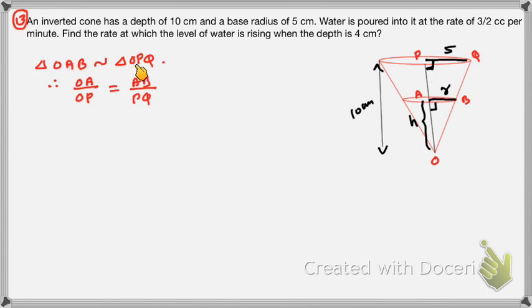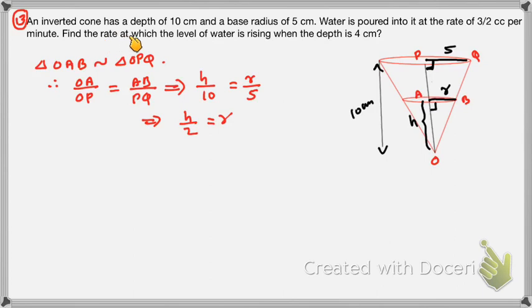That's OA by OP, the height of the small triangle by the height of the big triangle, will be the same as the base of the small triangle by the base of the big triangle. So I write it that way, OA by OP is equal to AB by PQ. And I put values into that. OA is marked as H, and OP is marked as 10. So height H by height 10 is equal to base R by base 5. I can cancel 5 with 10, giving me a 2 there. So I get H by 2 is equal to R. So I got a relation connecting R and H.